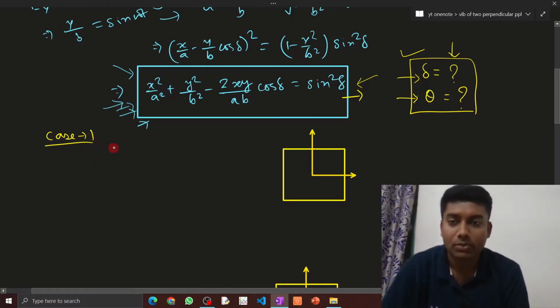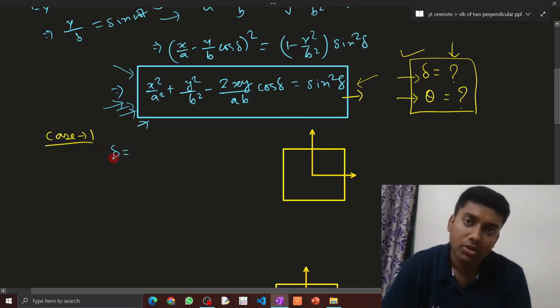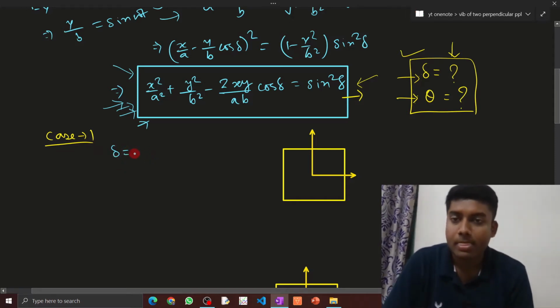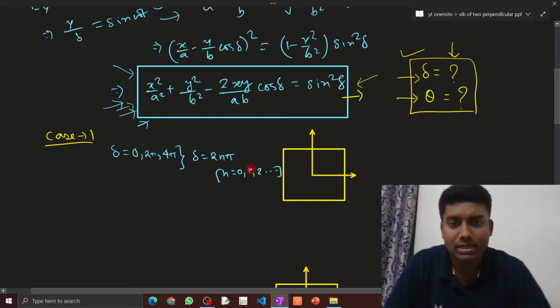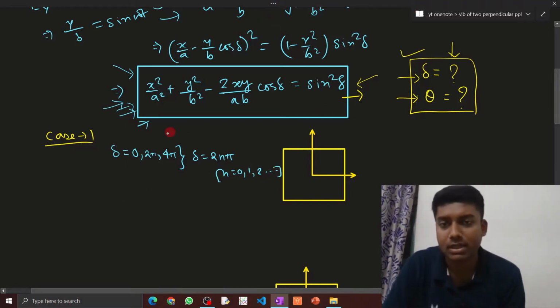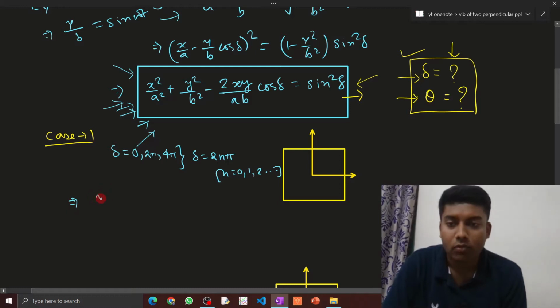Our case number 1 is, suppose delta, the phase difference between the two rays, the E ray and the O ray, is 0 or 2 pi or 4 pi, like that. In generalized form we can write delta equals 2n pi, where n equals 0, 1, 2, and so on. If this happens, putting delta equals 0 here, you will get y by x equals b by a.